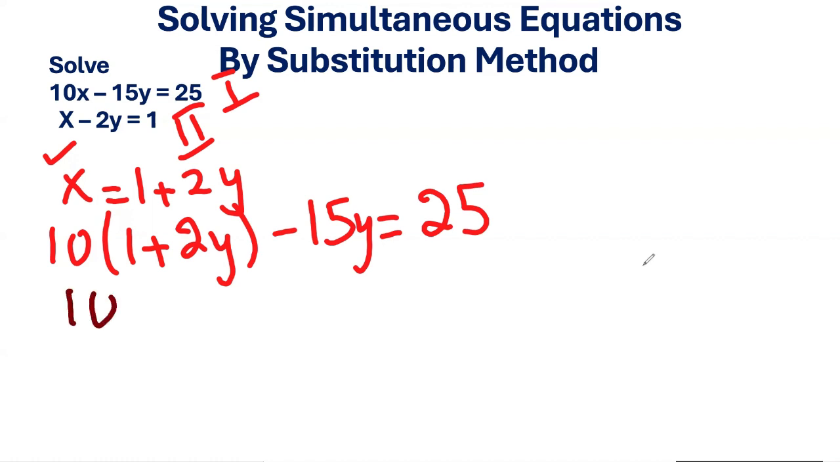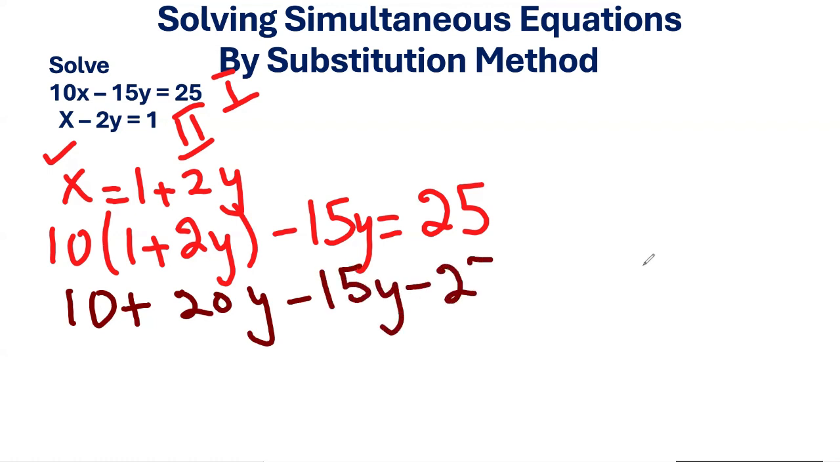10 plus 10 multiplied by 2y will give you, 10 multiplied by 2, 20y, minus 15y, minus 25 is equal to 0. Now you have to solve the like terms. 20y minus 15y will give you 5y.